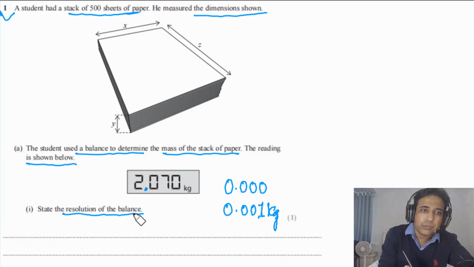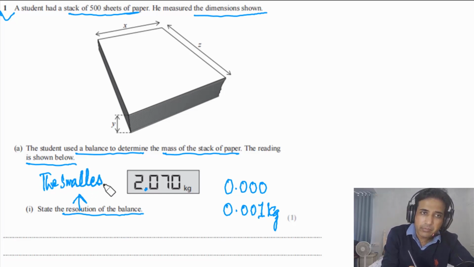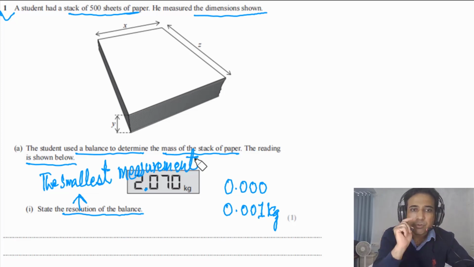So resolution simply is the smallest measurement you can take accurately with the instrument. Smallest measurement you can take accurately. So very important one, accurately. In this case we can take the smallest measurement, that is 0.001.